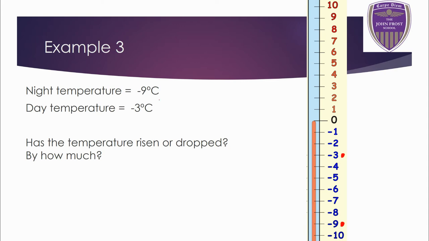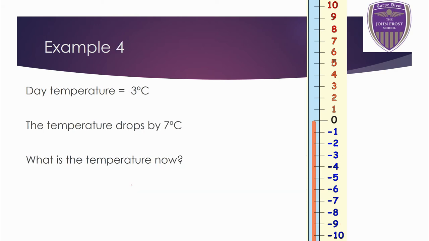So the night temperature is minus 9. So we started down here. And to get to minus 3, we have to count up. So 1, 2, 3, 4, 5, 6. So because we've gone up the thermometer, up the number line, this means the temperature has risen. And how much by? Well, it took us 6 steps. So it has risen by 6 degrees Celsius. Okay, let's have a look at one more example.